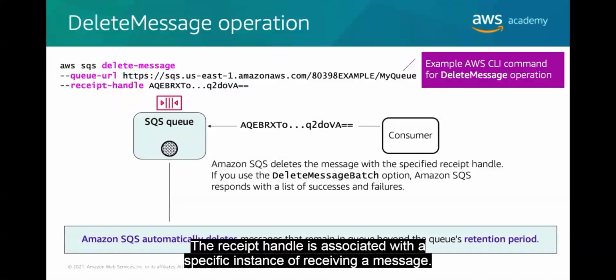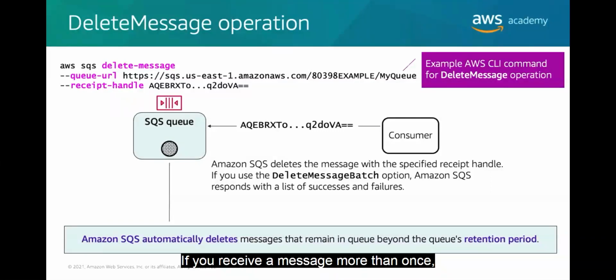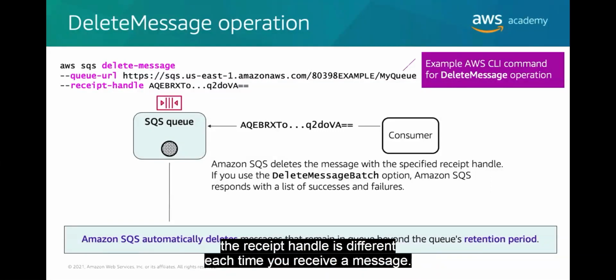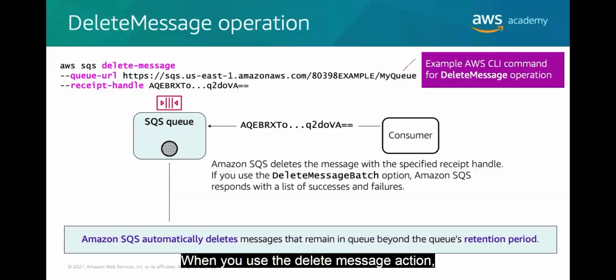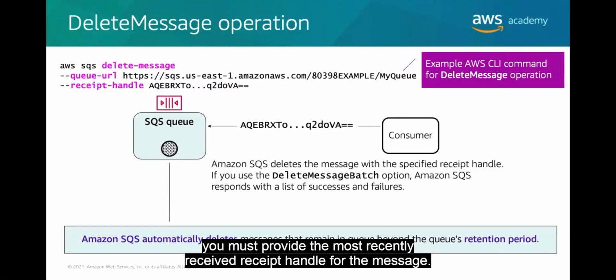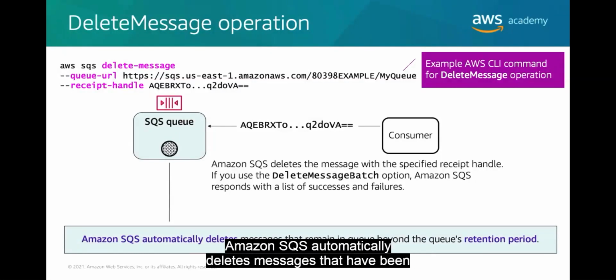The receipt handle is associated with a specific instance of receiving a message. If you receive a message more than once, the receipt handle is different each time you receive a message. When you use the delete message action, you must provide the most recently received receipt handle for the message. Amazon SQS automatically deletes messages that have been in a queue longer than the queue's configured message retention period.